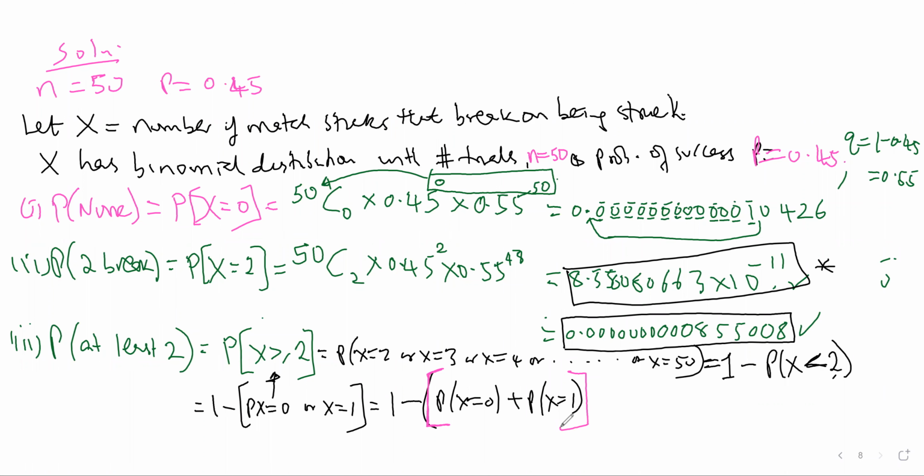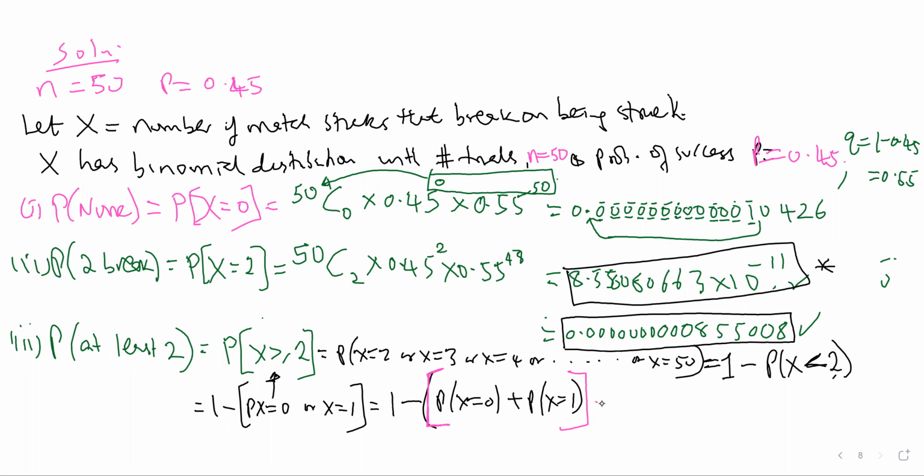So you compute these two probabilities, X is 0 and X is 1. You sum them, then you take away that sum from 1. Already we have X is 0, so we need to compute X is 1. Then we sum them up and take away that sum from 1.